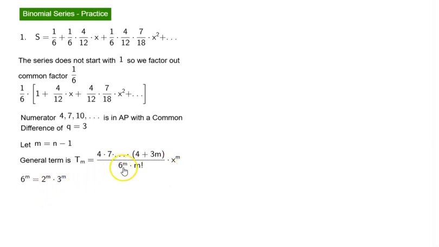Okay, so now we split 6 to the power of m as 2 to the power of m times 3 to the power of m. Our general term will become t sub m is equal to 4 times 7 times and so on up to 4 plus 3m divided by 2 to the power of m times 3 to the power of m times m factorial times x to the power of m.